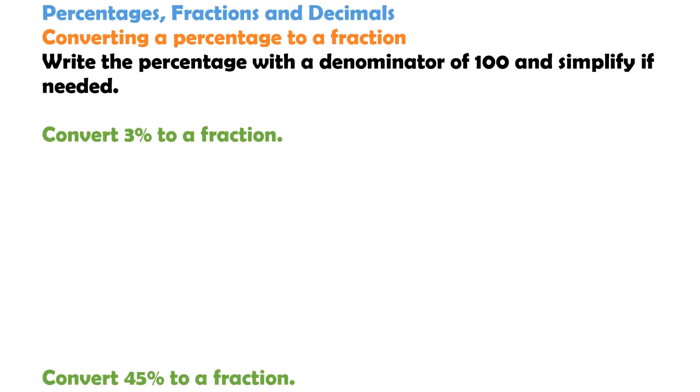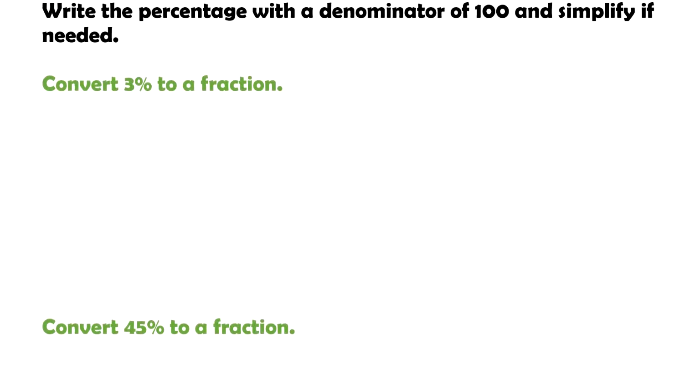In this video, we're looking at percentages, fractions, and decimals. So the first thing we're looking at is converting a percentage to a fraction. To do this, you write the percentage with a denominator of 100, and then if you can, you simplify it there. So to begin with, we have 3%.